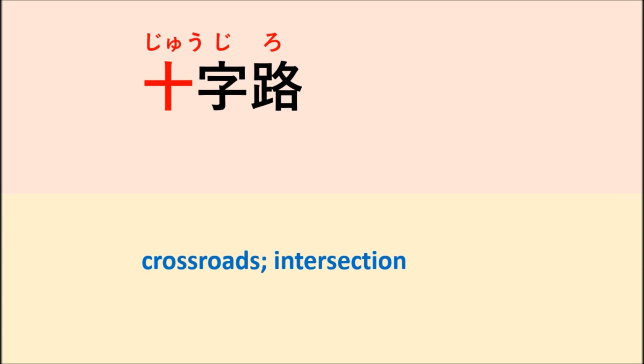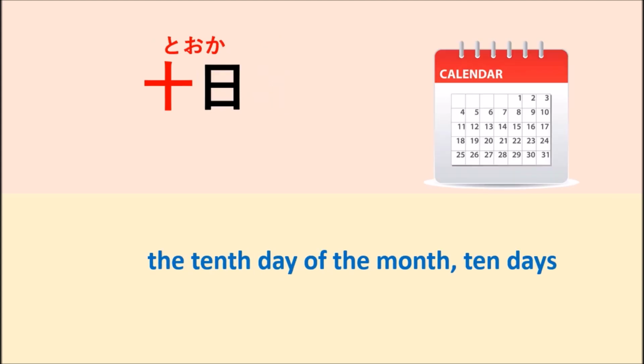Jujiro means the crossroad or intersection. Toka means the 10th day of the month, or 10 days. Toka means 10.